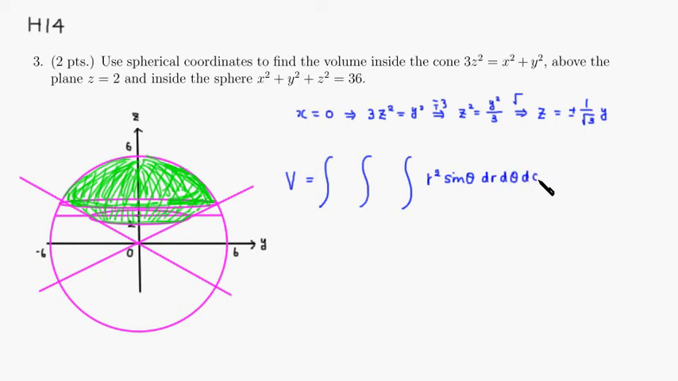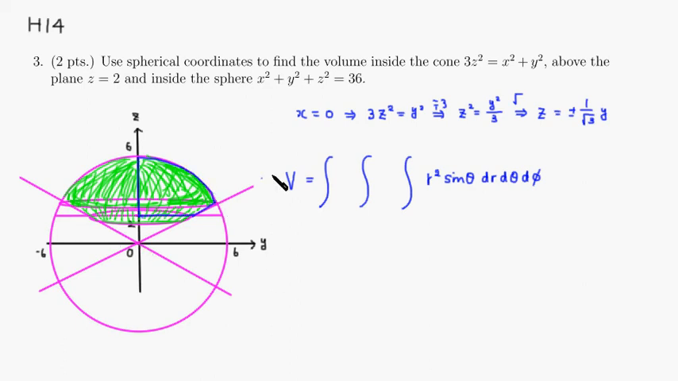d phi, right? Alright, so we need to find r here. It's actually kind of hard to see, so let's focus on this region right here. This is the region on the xy plane, yz plane.